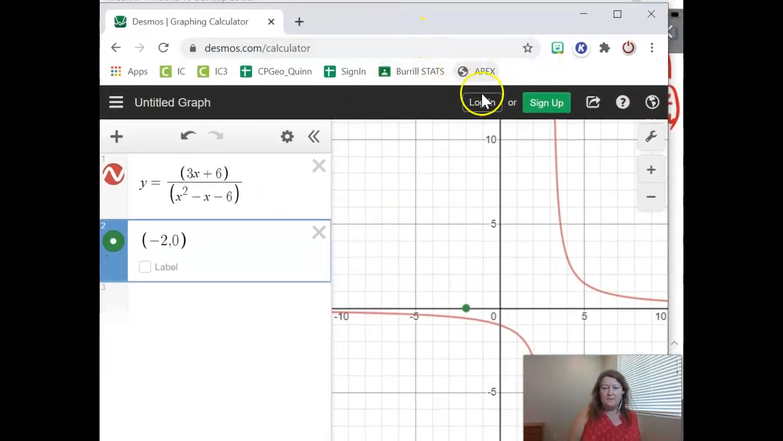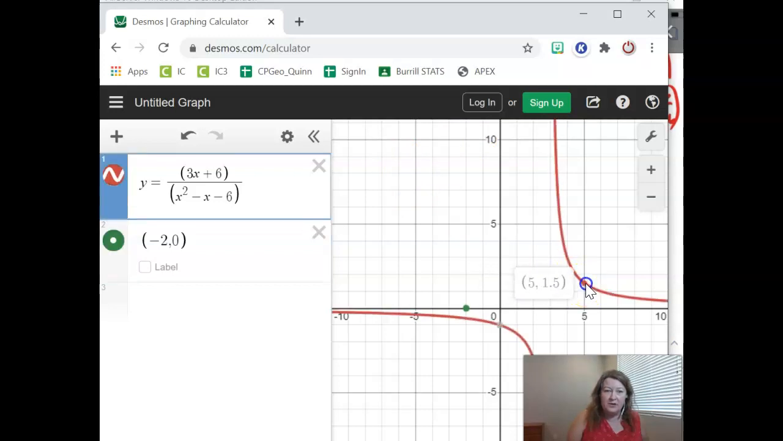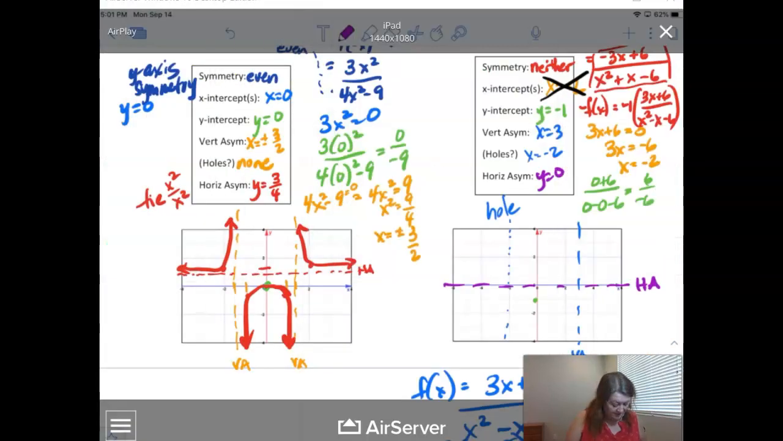Can you see why that cannot possibly be on that red line, and why we erased it once we found out there was a hole? Okay, so I'm going to go over here and look for a point, maybe to go with 5, and it looks like 5 is 1.5. So I'm going to graph that on my graph, 5 and 1.5 as a coordinate point. So 5 and 1.5 would be right about there.